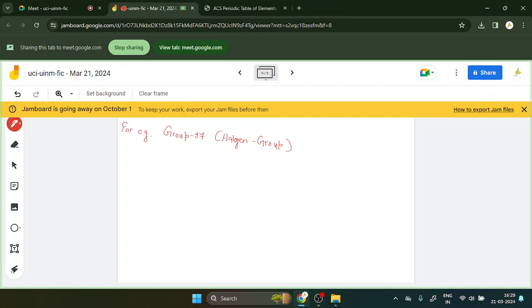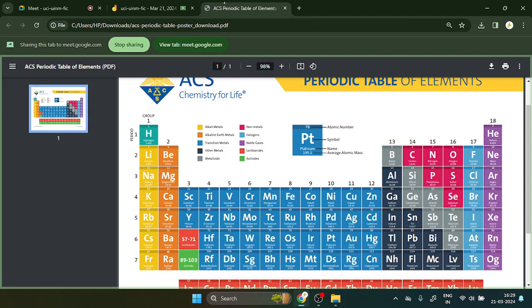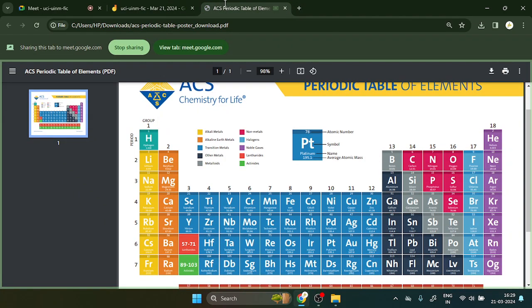See, just look at this. Fluorine, then we have chlorine, then we have bromine, and then we have iodine. Now just look here. I'm sharing this with you. We have fluorine, chlorine, bromine, and then iodine. Then we have others as well, astatine. So don't consider these actually. Just consider these above four: fluorine, chlorine, bromine, iodine.